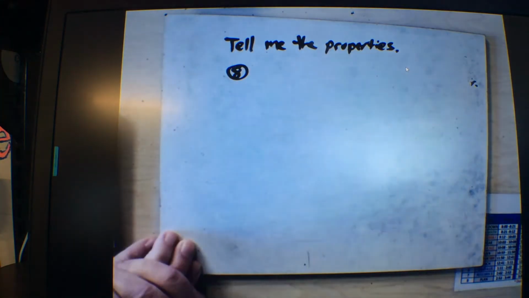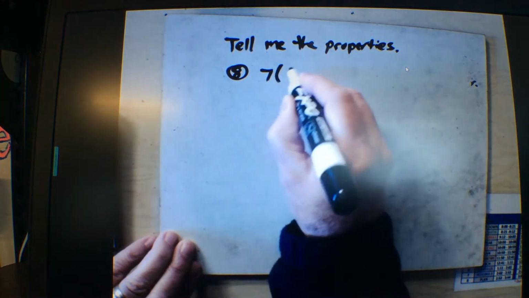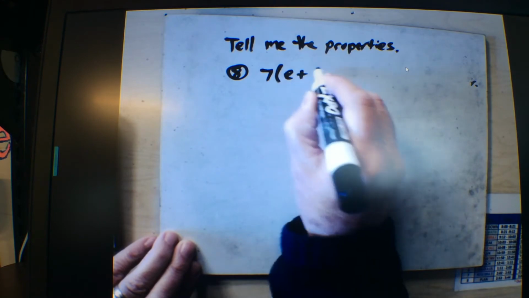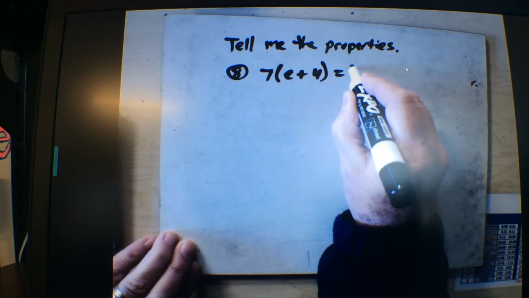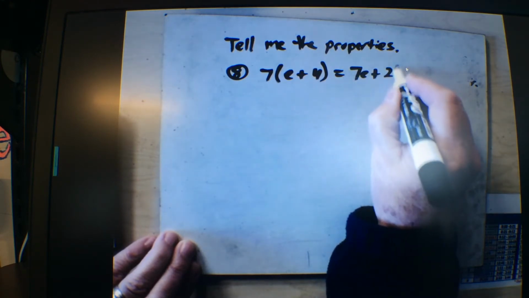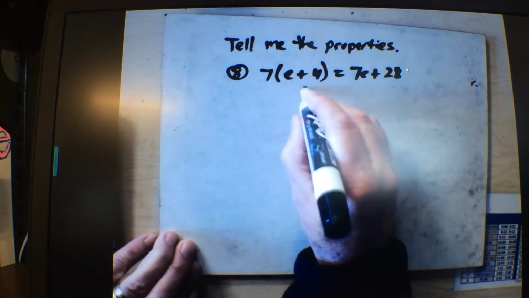Okay, so I'm just gonna write some things down. For example, I'm gonna start with 7 times (e plus 4), and that equals 7e plus 28. Okay, Ashley, can you tell me the property that is? Multiplicative identity? That is not the multiplicative identity. Kaden, distributive. This is called the distributive property, Ashley.